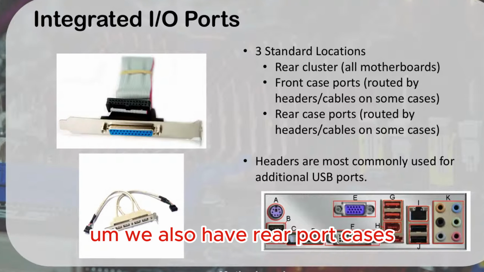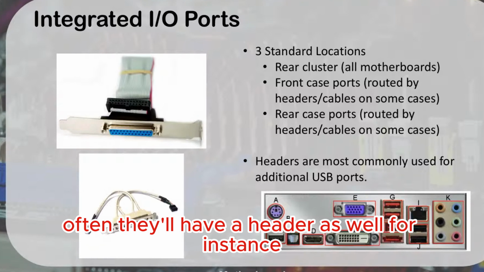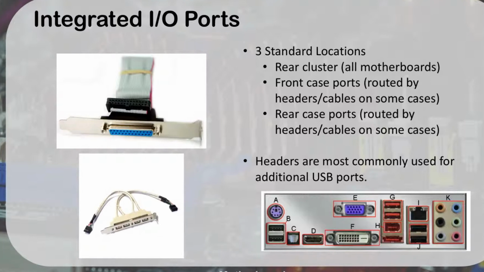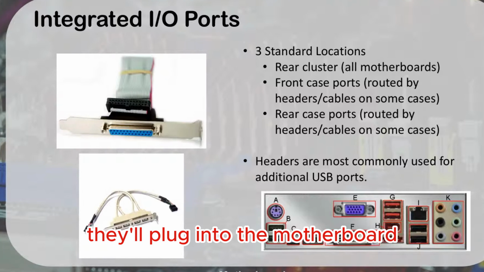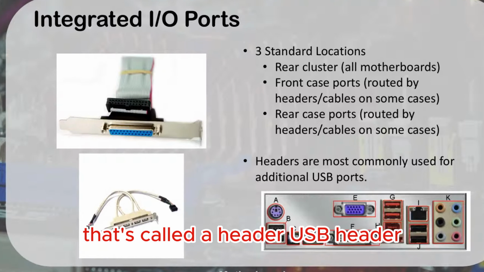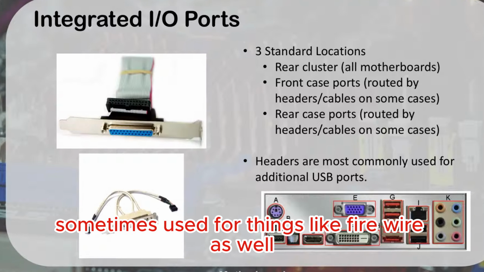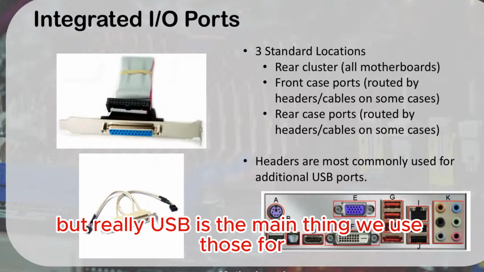We also have rear port cases. Often they'll have a header as well. For instance, here at the bottom, you can see this 4-port USB, and these cables that come off, they'll plug into the motherboard. That's called a header, the USB header. Headers are most commonly used for additional USB ports, sometimes used for things like FireWire as well, but really USB is the main thing we use those for.